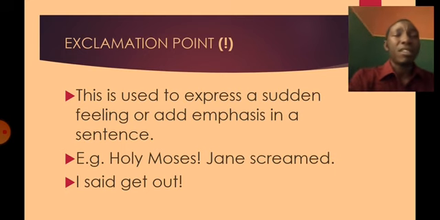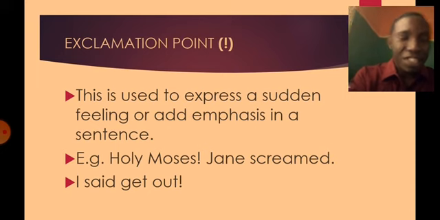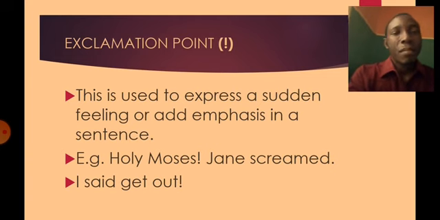Example, "Holy Moses!" Jane screamed. Maybe something happened and Jane had something so shocking and she shouted, holy Moses. You can see the sign there. Then, "Get out! I said, get out!" Maybe the speaker must have told that person to get out initially, but the person refuses. And he or she had to emphasize it again by saying, I said, get out. You now introduce your exclamation point.